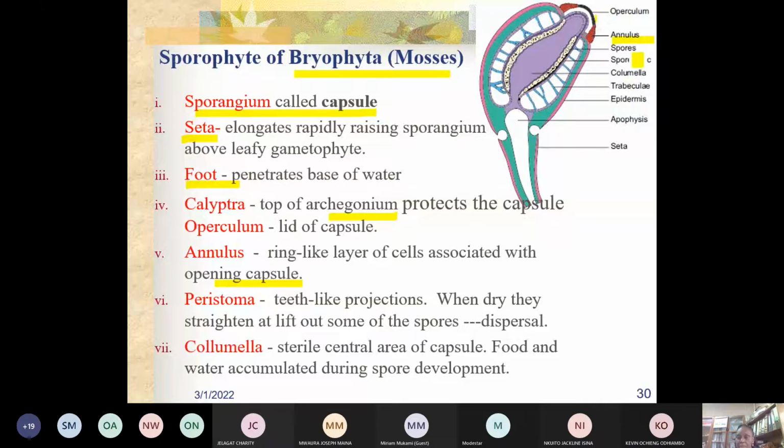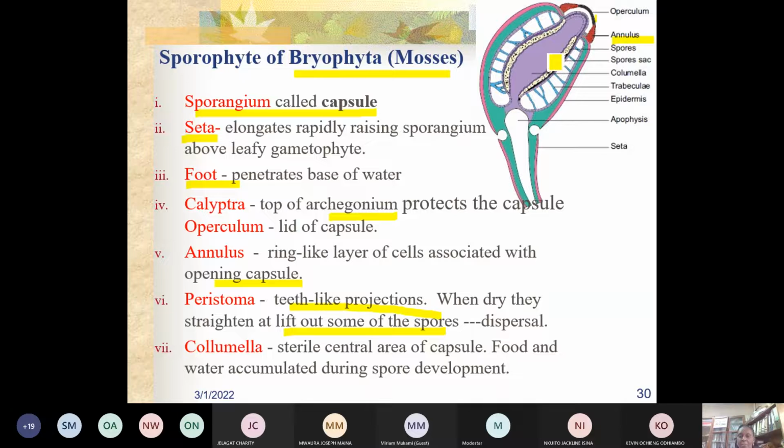Now just below, we have a peristome. The peristome are teeth-like projections. What they do is that they are able to straighten out when dry. So when they are dry, they straighten out and they lift spores out of the capsule. So usually found almost at the top there.